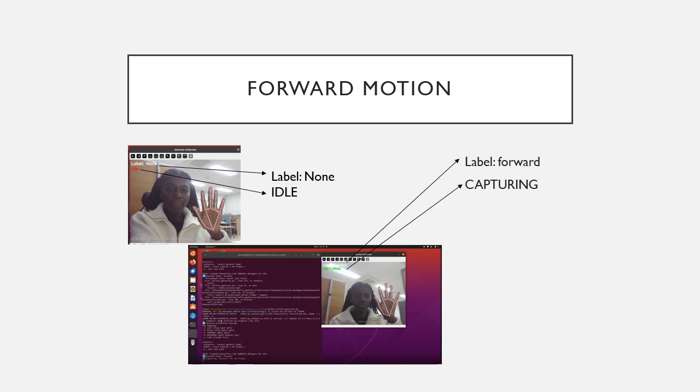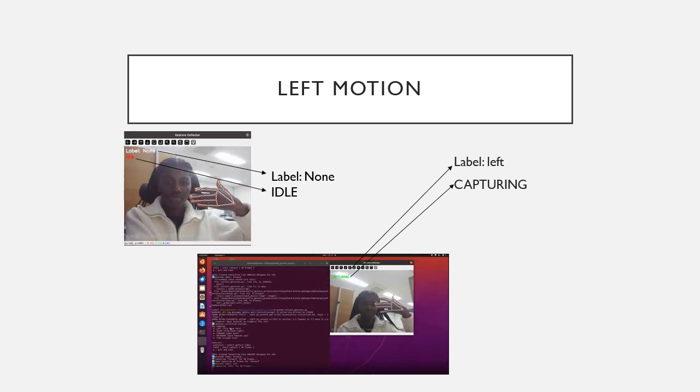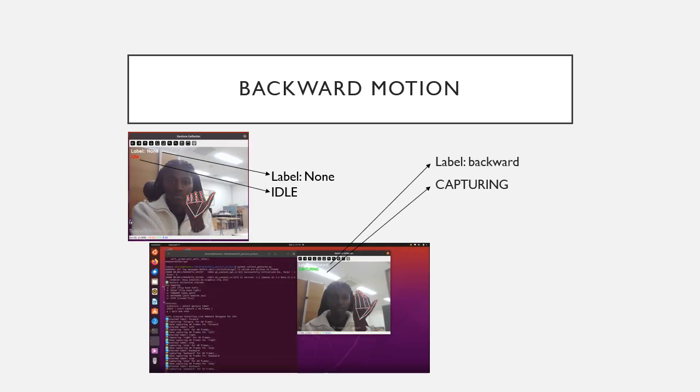So this is the forward motion capturing. For this one, if you look here, you can see that the label is none because at that time it had not been selected, and it's idle at this point. But then at this point, the label becomes forward and it starts capturing. So this is for when it was capturing forward motion. And then this is when it was capturing stop motion. So this is the closed fist, and this section is when it's saved. The label is going to save it to stop, and then it's capturing in this section. And it's the same for left motion, right motion, and backward motion.